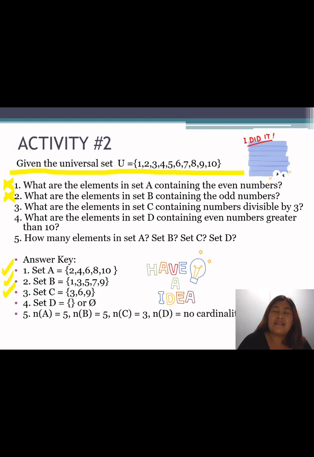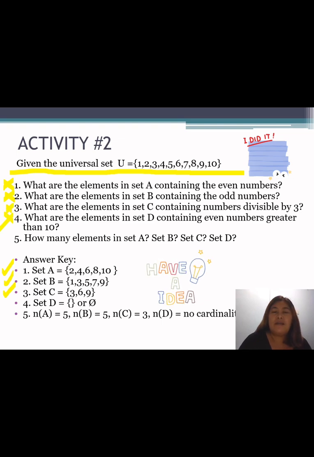Do you think 10 could be a possible answer in number 3? Let us check. 10 divided by 3, there is a remainder of 1. So therefore, 10 is not divisible by 3. Okay, so another one is number 4.